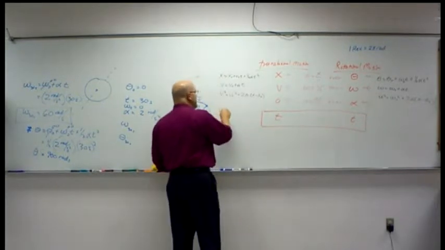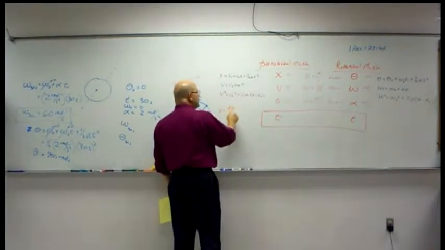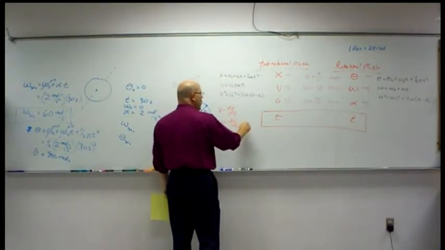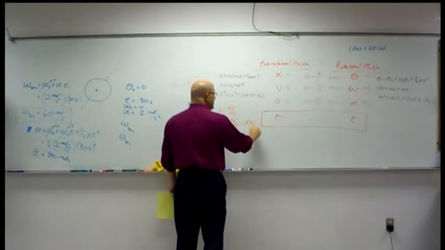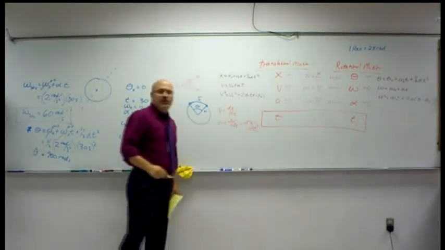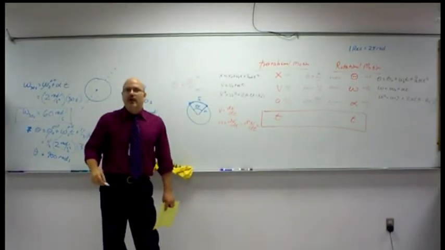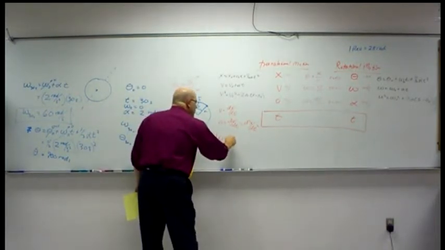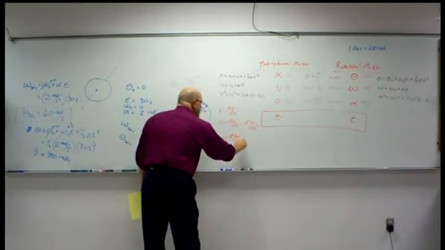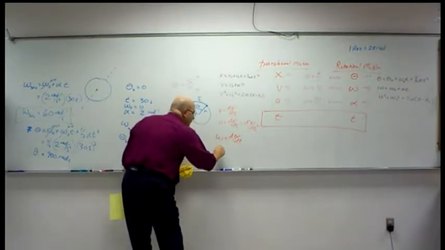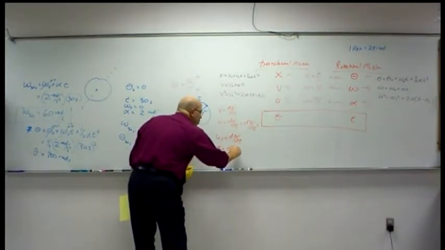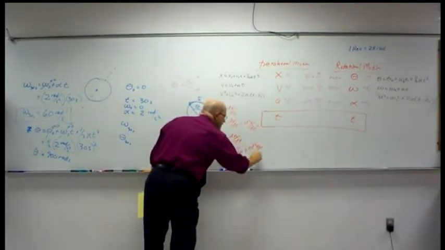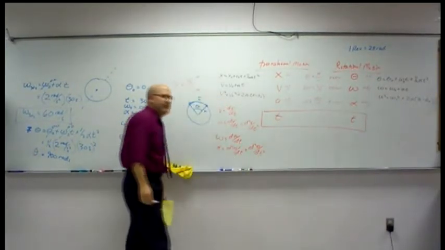Remember that v equals dx/dt and a equals dv/dt, or d squared x/dt squared. So you know what that means. In rotational motion, it's the same way. Omega equals d theta/dt, and alpha equals d omega/dt, or d squared theta/dt squared.